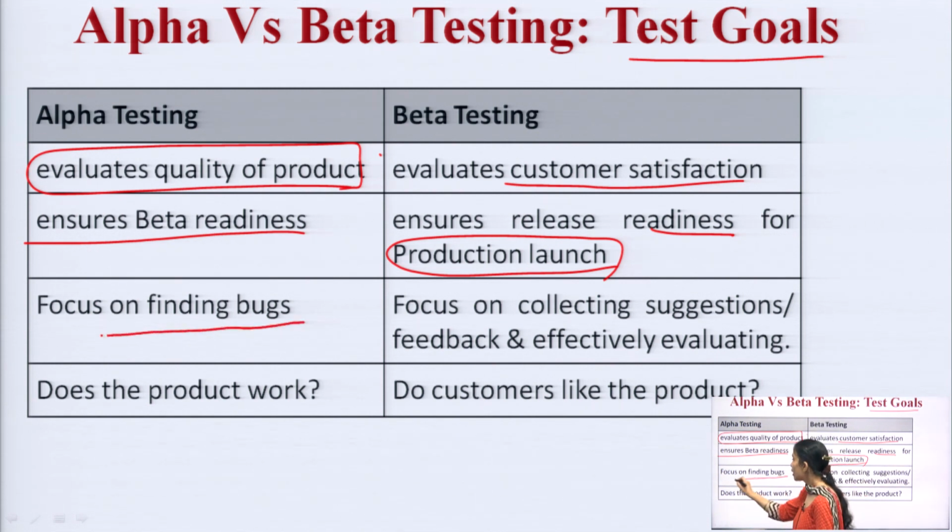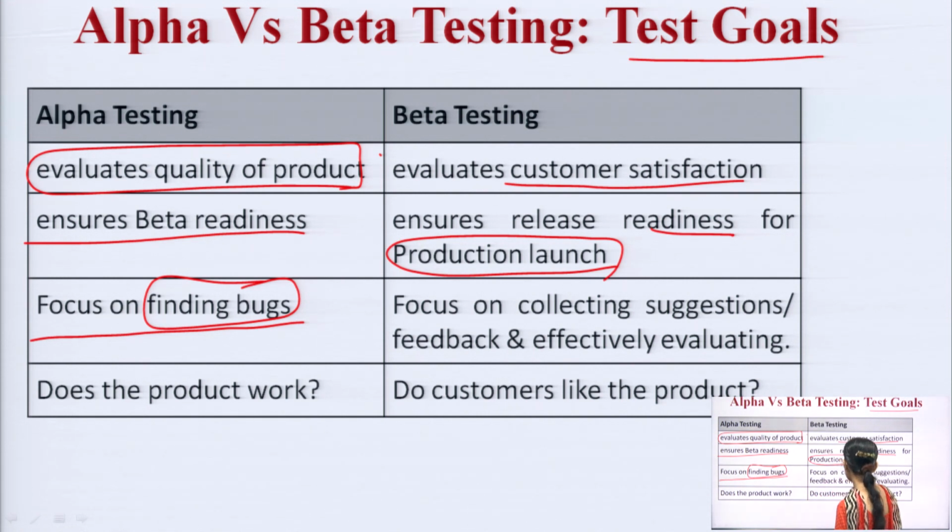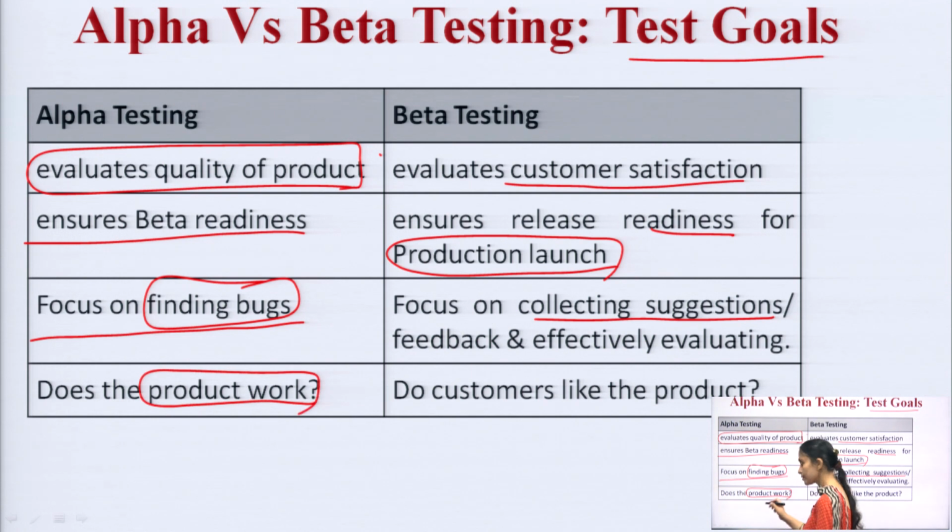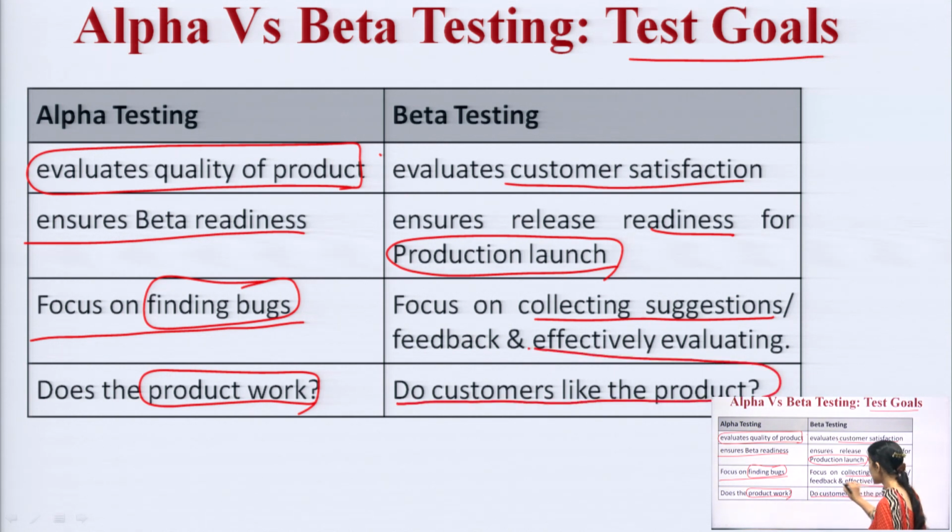Then the aim of alpha testing is to find as many bugs as possible, to go inside the logic of my written software, and the focus in beta testing is to collect suggestions and feedback, to see how effective the logic is, and how we can cater to that feedback. That is our next aim. Alpha testing asks, does the product work, yes or no? Logically we are saying it. Beta testing asks, do the customers like the product or not? How can we increase the customers and users, how can we satisfy their needs and requirements?